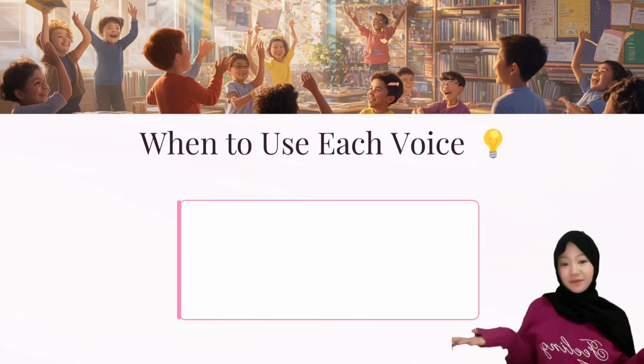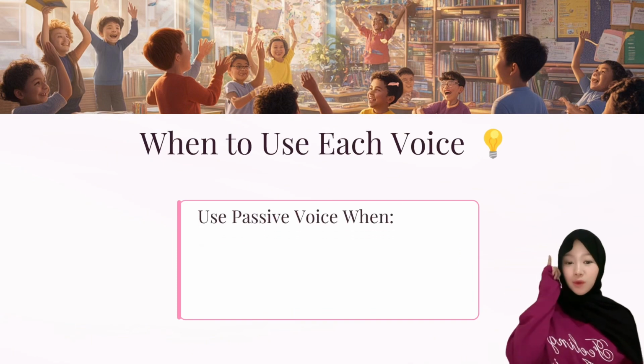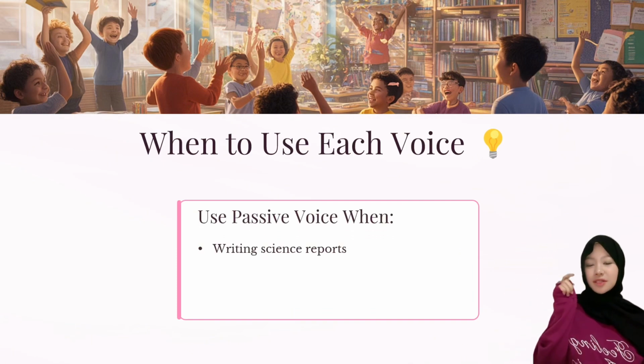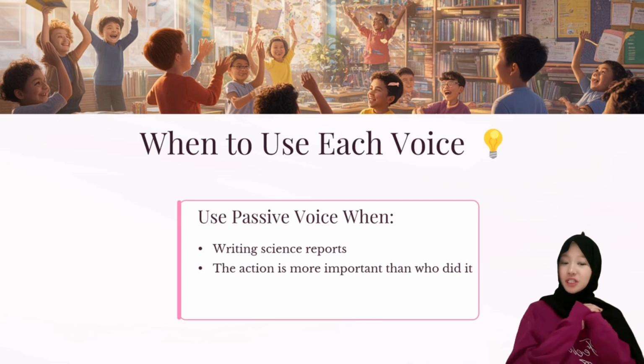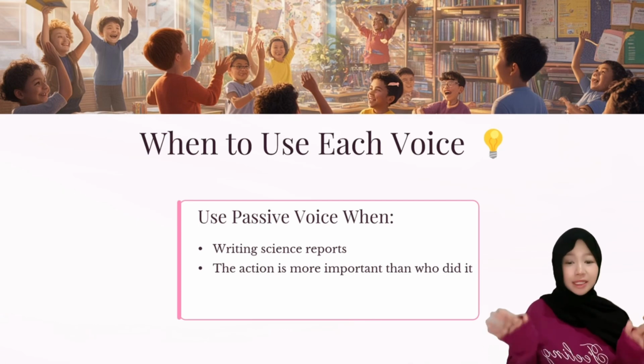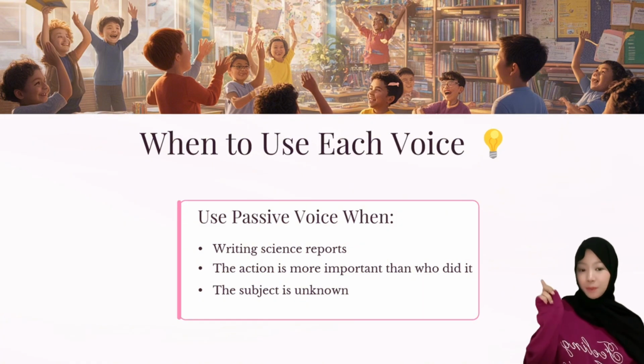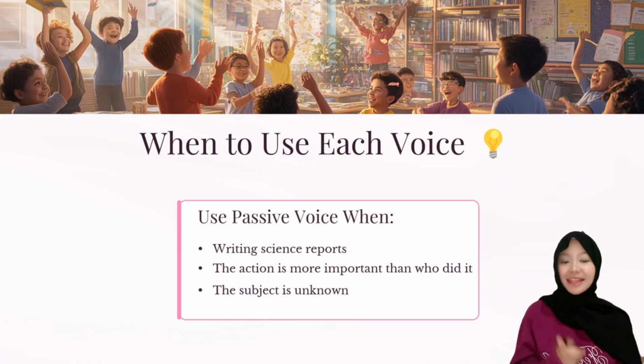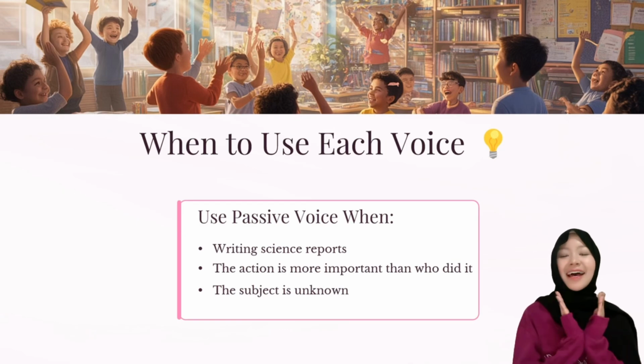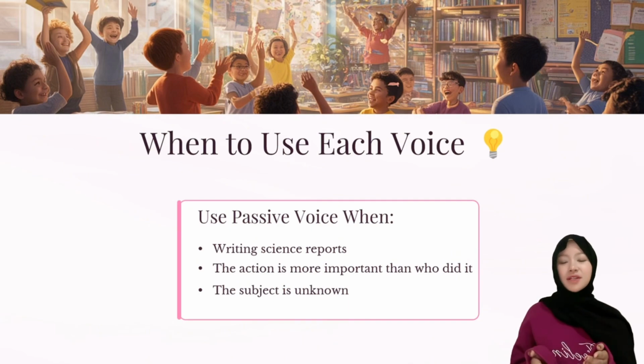And what about passive voice? We use it when we are writing scientific reports or formal writing. The action is more important than who did it. The subject is unknown or not important. For example, the experiment was conducted in the lab. It doesn't say who did it because the focus is on the experiment itself. That's why passive voice is super common in academic writing.